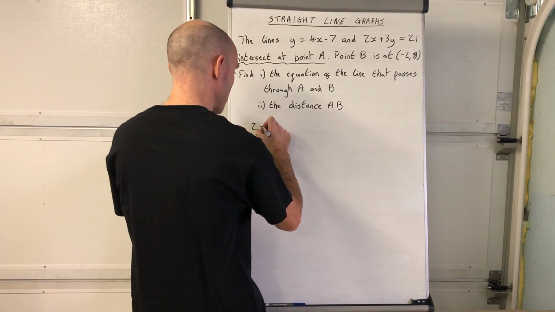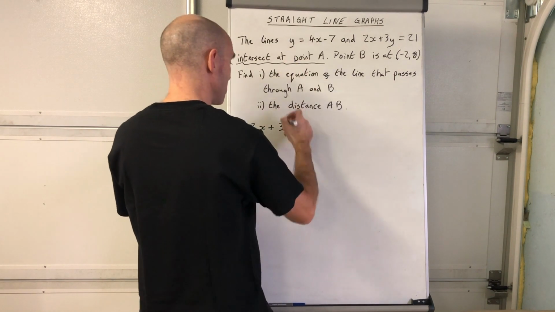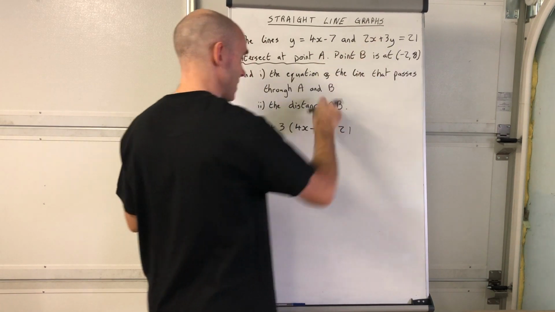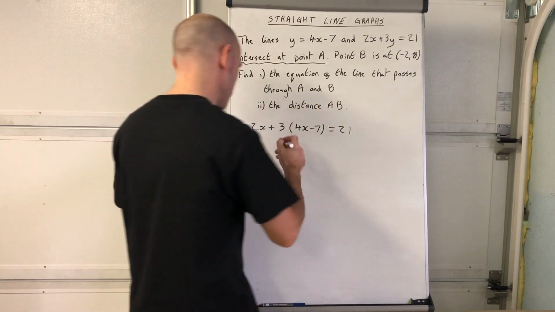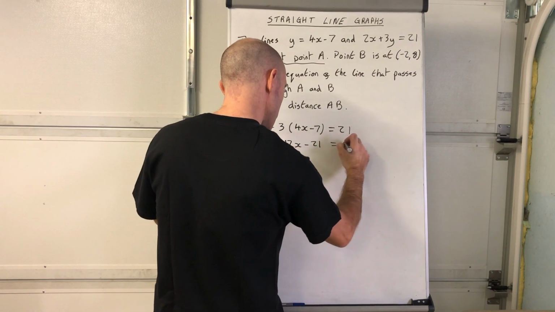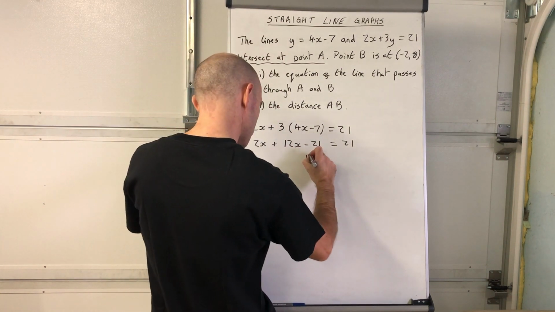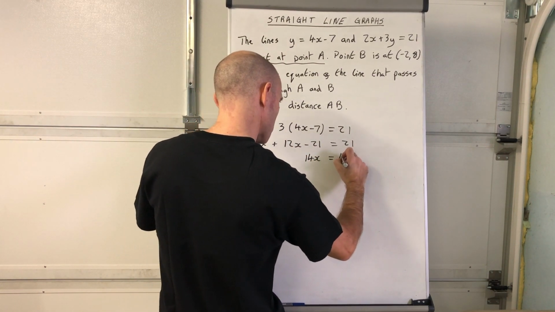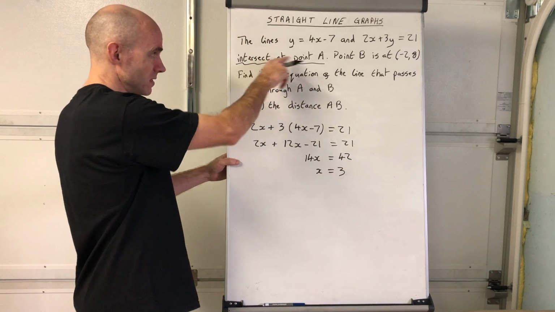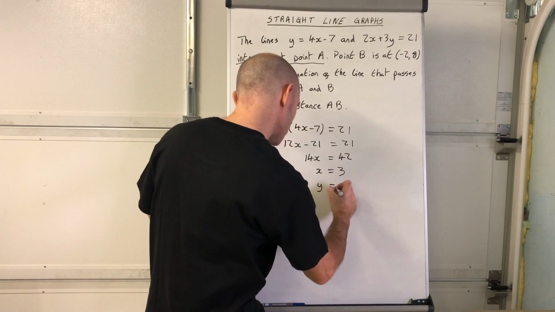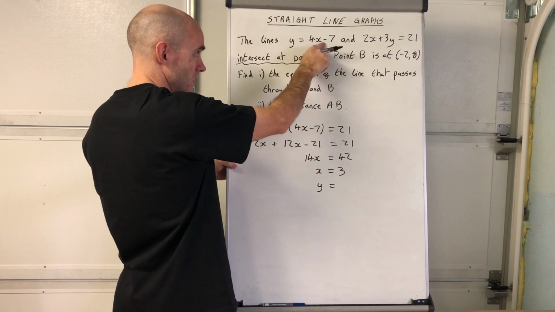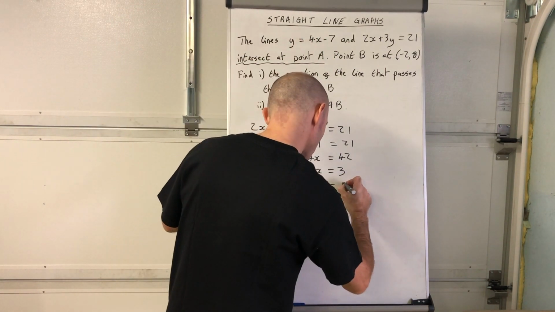So let's do that. So 2x plus 3y, so 3 times 4x minus 7 is equal to 21. Hopefully you can see how that works. And then we just work out what the value of x is. So 2x plus, that's going to be 12x, subtract 21 equals 21. So simplifying that, 14x is equal to 42 and x is equal to 3. Okay? And because it's a point of intersection, we need to find the y coordinate as well and use that equation to do it. So 4 times 3 is 12, subtract 7 is 5. Okay, so y equals 5.